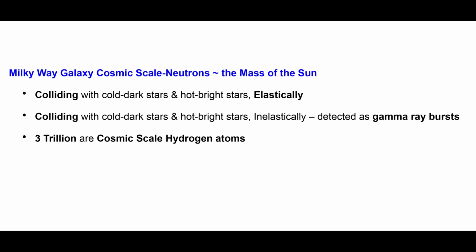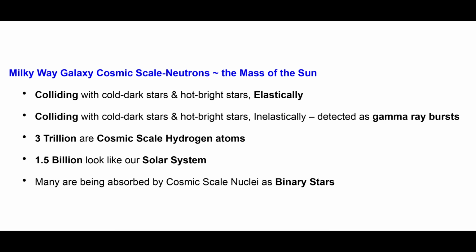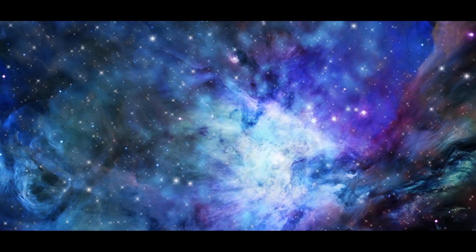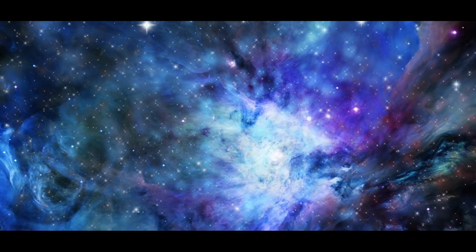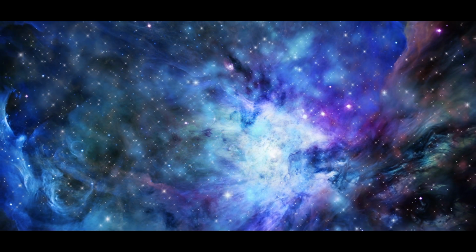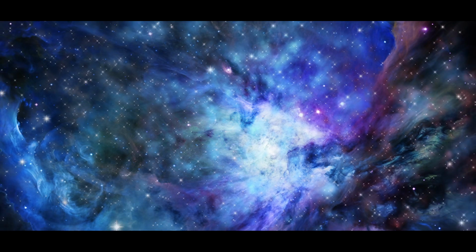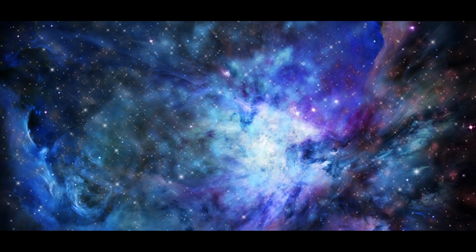3 trillion have already decayed, passed through a phase like our current solar system. They've decayed, they've changed into 3 trillion cosmic scale hydrogen atoms. 1.5 billion are currently decaying and appear similar to our solar system. Many are being absorbed by cosmic scale uranium nuclei. Fission products already have too many neutrons and don't absorb more neutrons. With so many cosmic scale neutrons remaining to decay into solar systems, I am awestruck that 1 million habitable planets will always be available in our galaxy for life to exist on, essentially forever.